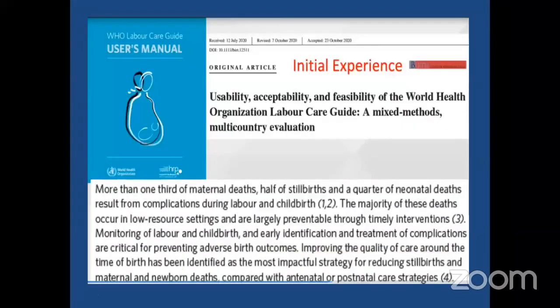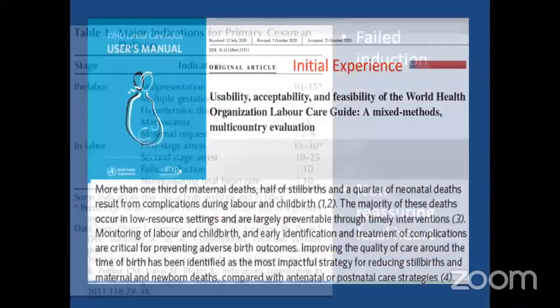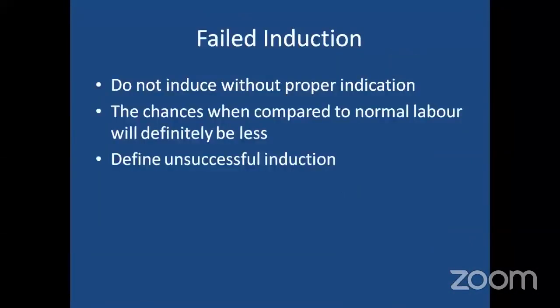Okay. And let me share a bit of initial experiences, which, to make the long story short, is that it has helped in low resource setting in decreasing the Caesarean section rates, right?